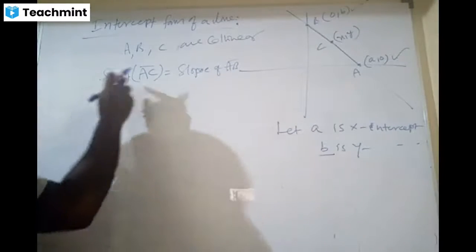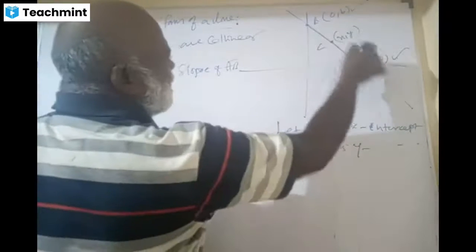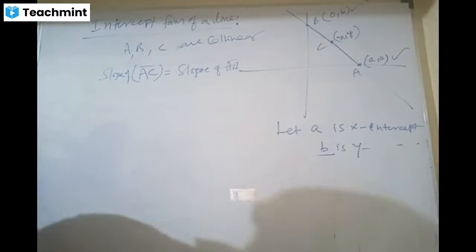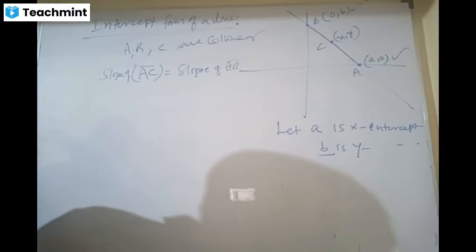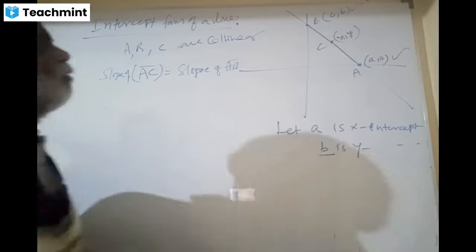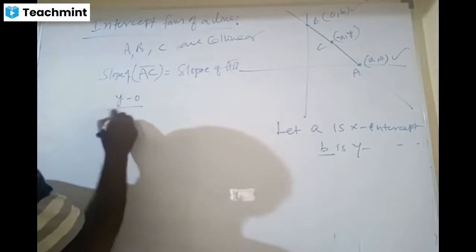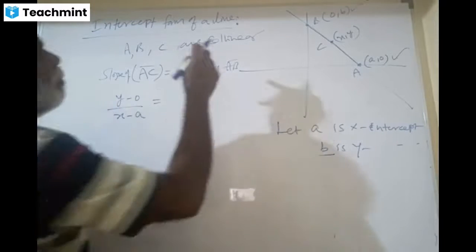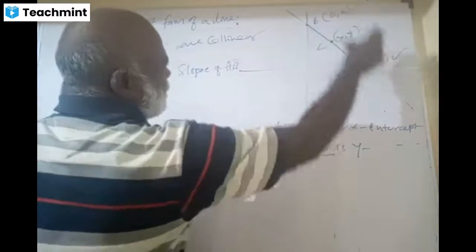Slope of AC, can you tell me? Yes, one of you? 0 minus y by A minus x. Wonderful. Or y minus 0 by x minus a, y2 minus y1. Slope of AC is y minus 0 by x minus a. Slope of AB, please tell me.